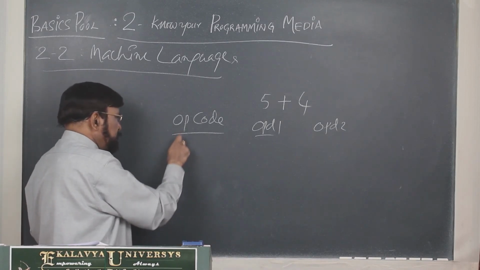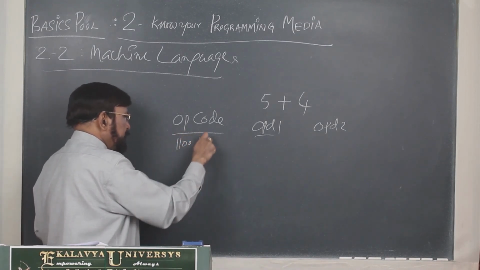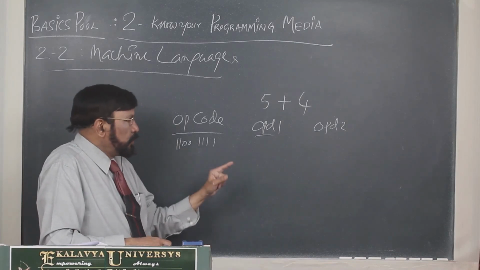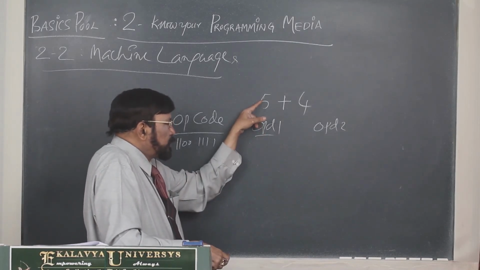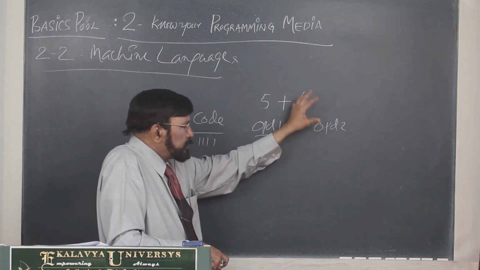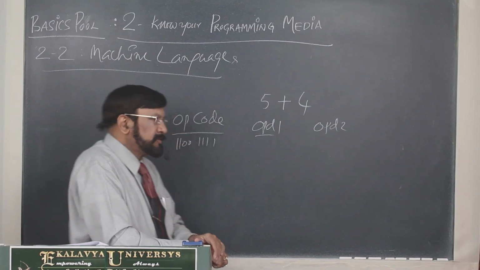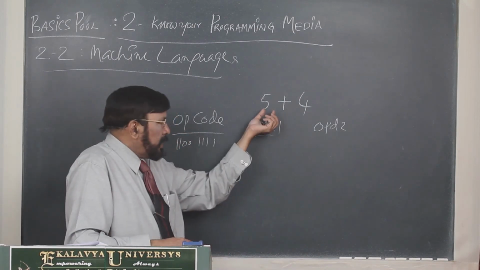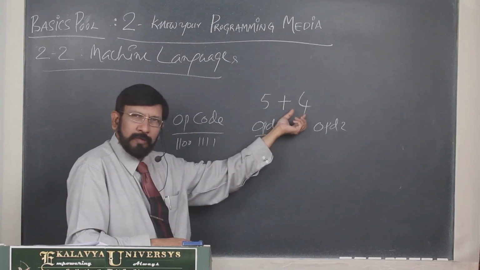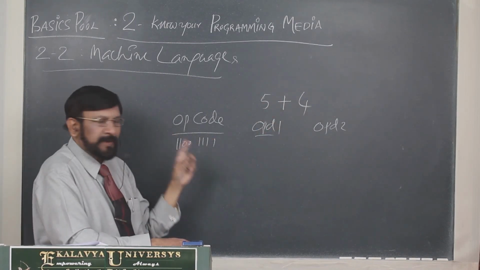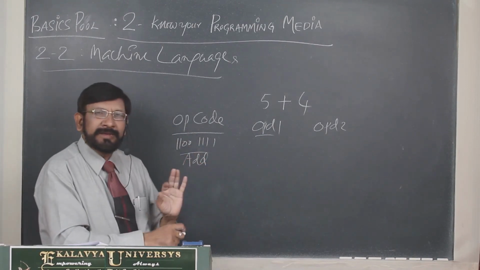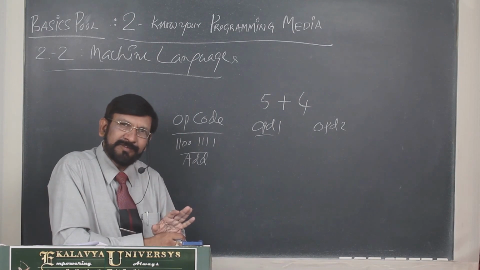Suppose just for example sake, this bit pattern is provided for addition. So here this code, this address is operand 1's address, operand 2's address is provided. So what does it mean? On 5 and 4 implement this operation. What is the operation? This is addition. That is the strategy of machine language.